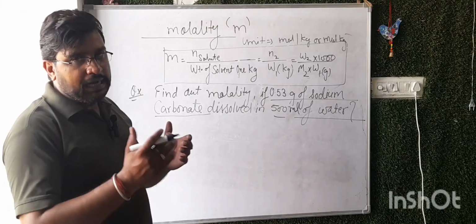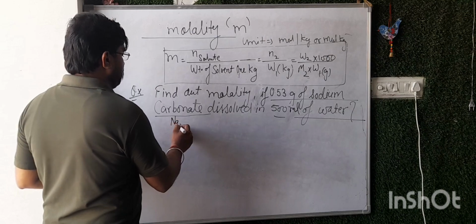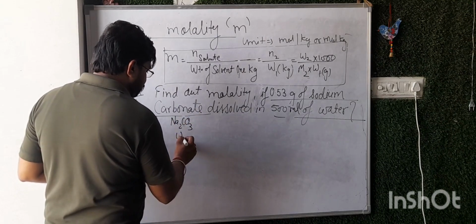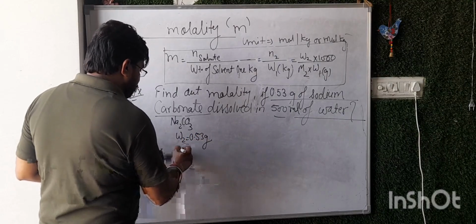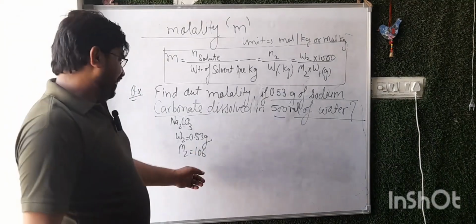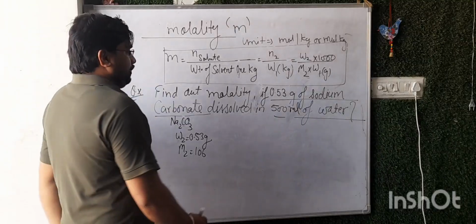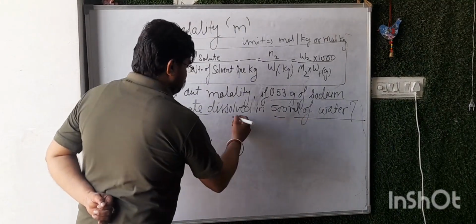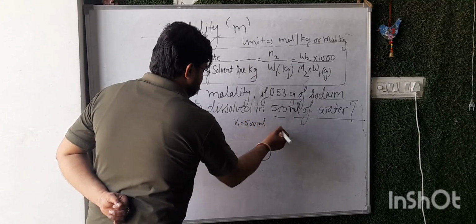Here we know that the solute is sodium carbonate, Na2CO3. The weight given is W2, it is 0.53 gram. What is the molecular mass M2? It is 106. In the previous question we calculated the molecular mass, it is 106. But what is the challenge? The challenge is here, the solvent is given in volume V1. It is 500 milliliter. It is not in gram. The water is the solvent here.